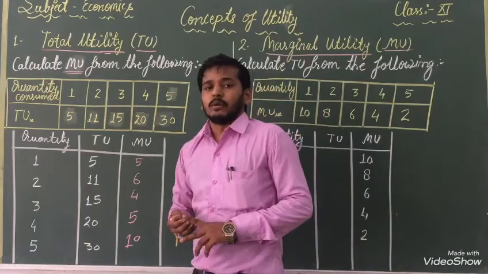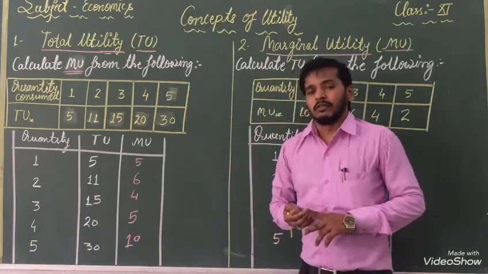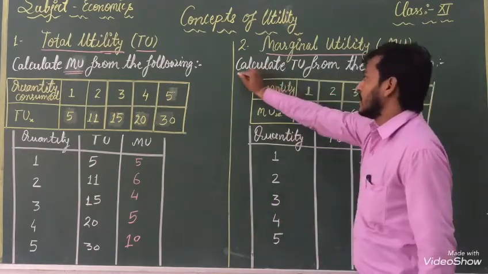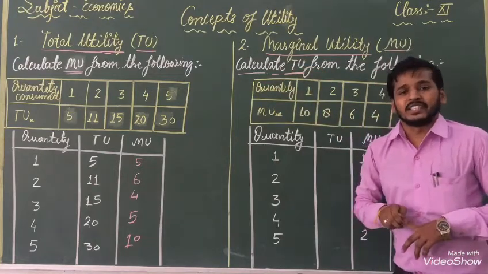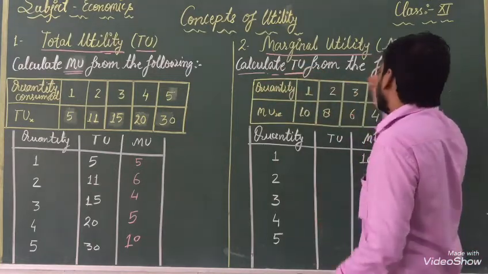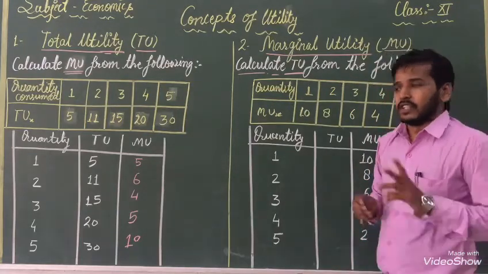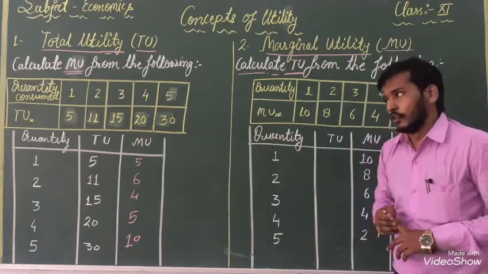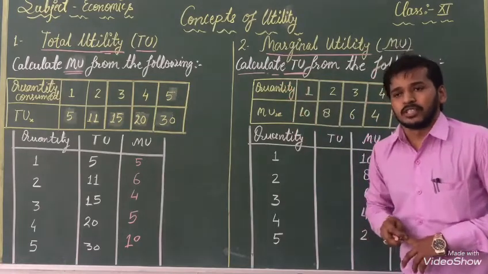But now you have a lot of questions and examples in your book. You can solve and identify them. Next topic is how to calculate TU, and how we can calculate TU from the following table. That's why I have written one more table here in front of you. So in this table we have to calculate total utility.